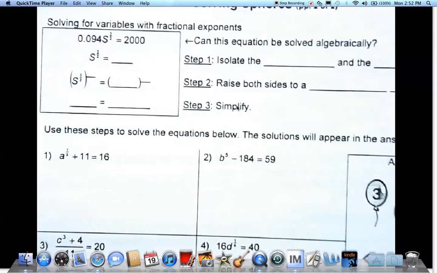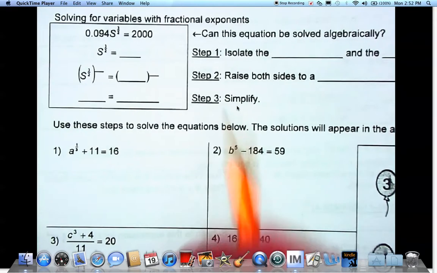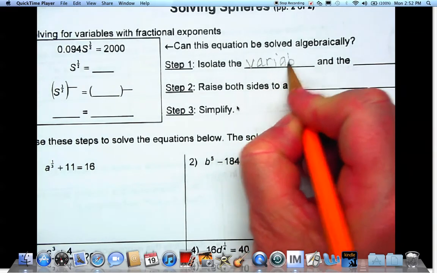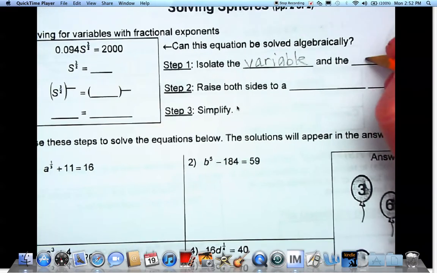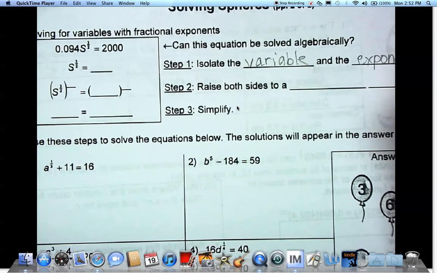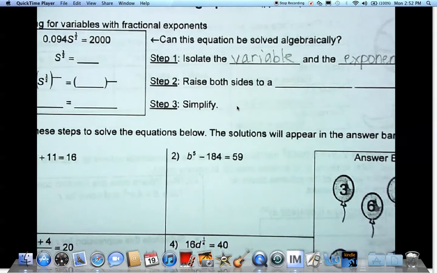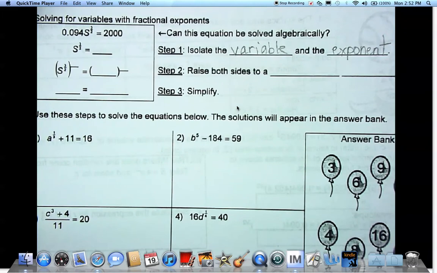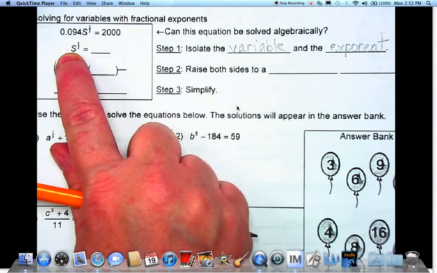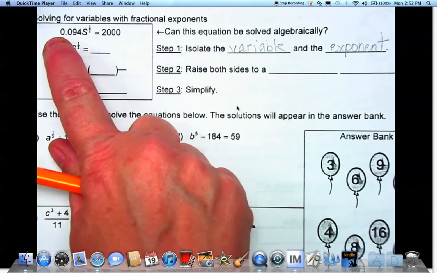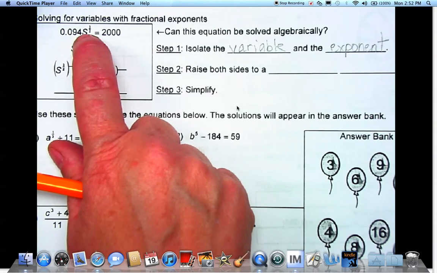All right. Now they give us the steps. Step 1 says isolate the variable and the exponent. What does it mean to isolate something? If you're isolated, you're by yourself. So we're getting the s, which is a variable, and the exponent, 3/2, all by itself. So we're getting rid of that number that's in front.